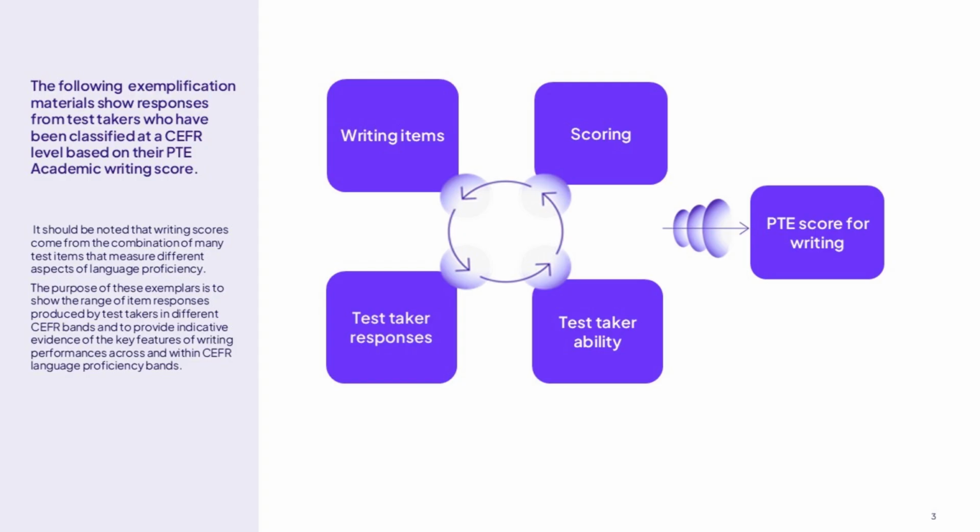The following exemplification materials show responses from test takers who have been classified at each CEFR level based on their PTE Academic writing score. It should be noted that writing scores come from the combination of many test items that measure different aspects of language proficiency. The purpose of these exemplars is to show the range of item responses produced by test takers in different CEFR bands, and to provide indicative evidence of the key features of writing performances across and within CEFR language proficiency bands.